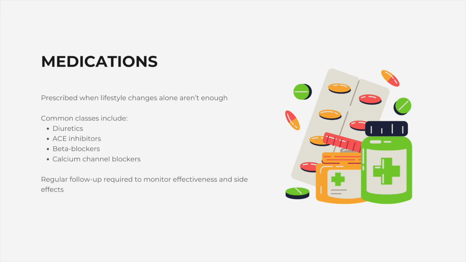Medications can also be prescribed for hypertension, but they should be prescribed when lifestyle changes alone aren't enough to manage the condition. Common classes of medications include diuretics, ACE inhibitors, beta blockers, and calcium channel blockers, which effectively just reduce the blood pressure in your vessels. It's very important that you have regular follow-up so you can ensure that the medications are being used properly and safely for your specific condition.